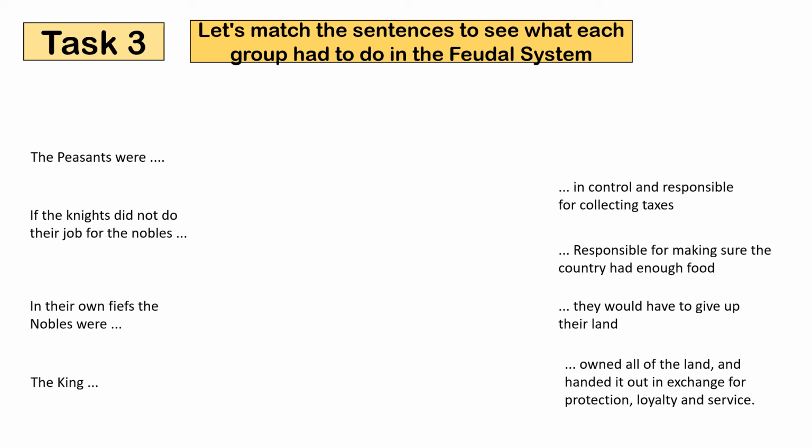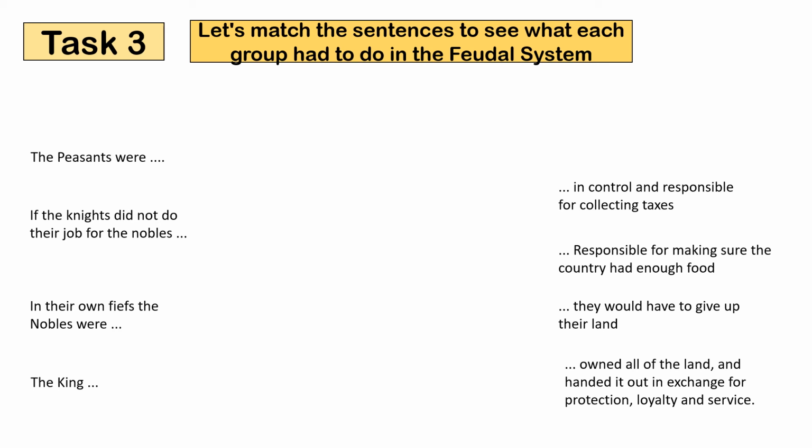Second one, responsible for making sure the country had enough food. Third one, they would have to give up their land. And then the fourth one, they owned all of the land and handed it out in exchange for protection, loyalty, and service. So just before you get started, we can do one together.